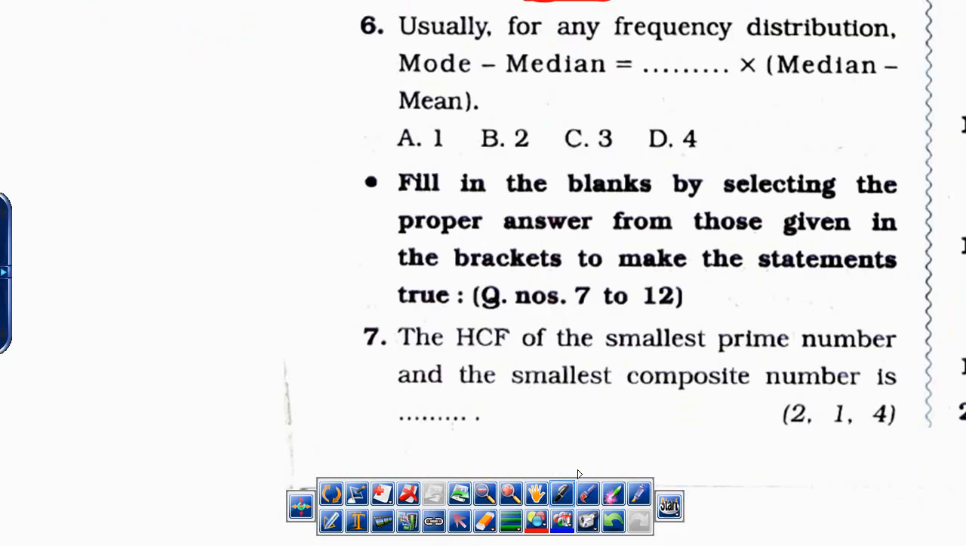Usually for any frequency distribution, mode minus median is equal to dash median minus mean. I am giving a tip: never try to solve the answer when words are written. Convert it to code language. Mode minus median is equal to dash bracket median minus mean, and only after this do you solve. The answer is fixed, they cannot make many such questions. You have to solve by using this technique.